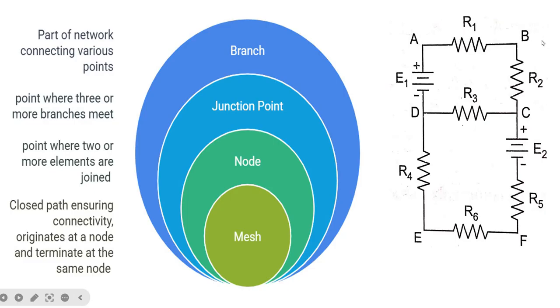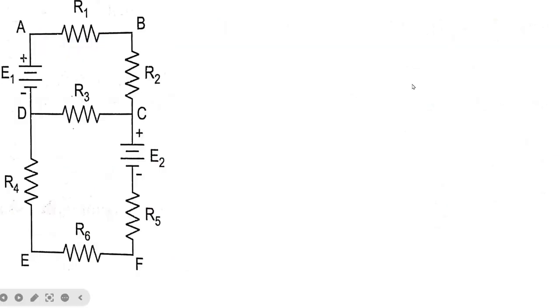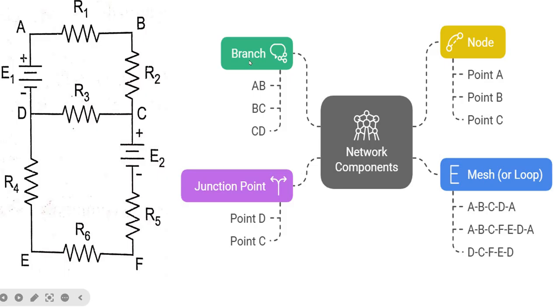So here you have A, B, C, D, A. This will form one mesh. Then D, C, F, E, D, this will form another mesh. So you can have different meshes in this electrical network. Now the branches here are A, B, B, C, C, D. Only three examples I have written here. You can write more also, so you can find other branches also.